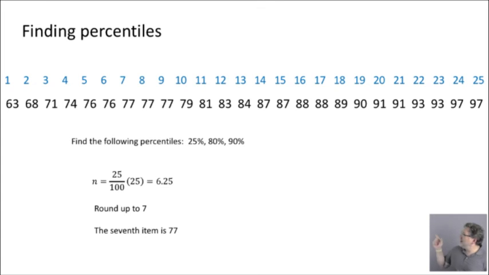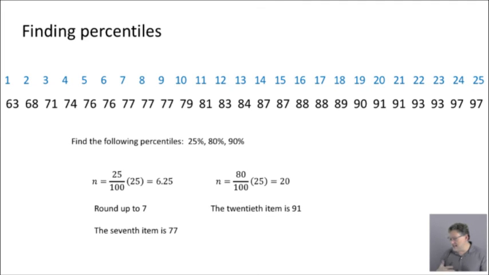The 7th data element is 77, so our 25th percentile is 77. So if you got a score of 77 on the exam, you got the 25th percentile. How about the 80th percentile? We're just going to use the same formula again. Now it's 80 over 100 times the 25 data values, and we get a value of 20. There's no need to round this time. The 20th data value is 91. So the 80th percentile of this distribution of data is 91.